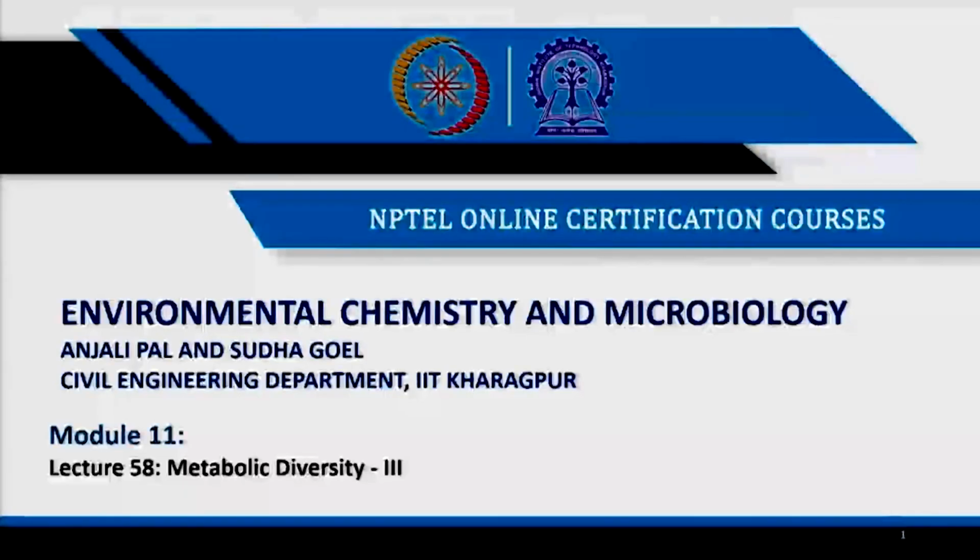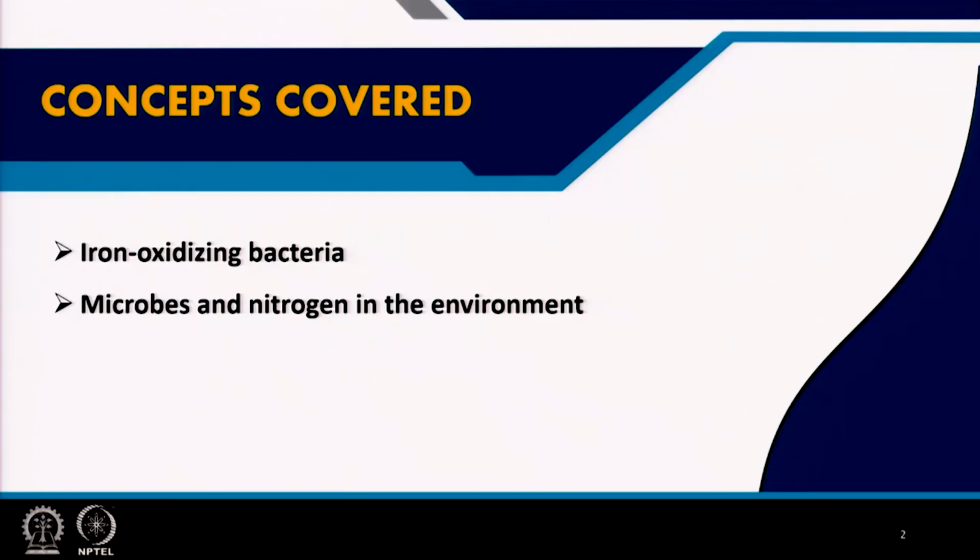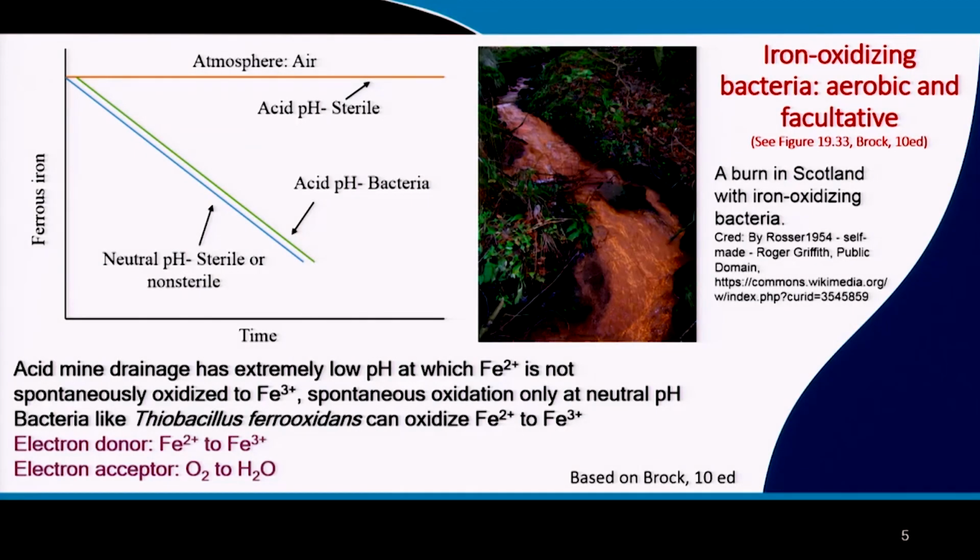Welcome everyone. This is the third and final part of this module. This is lecture 58 of module 11. So in the last lecture of module 11, we're going to take a look at two other groups of bacteria. The first one is iron oxidizing bacteria, and the second one is the group of bacteria that are involved in the nitrogen cycle. We now come to another group of bacteria which is called iron oxidizing bacteria.